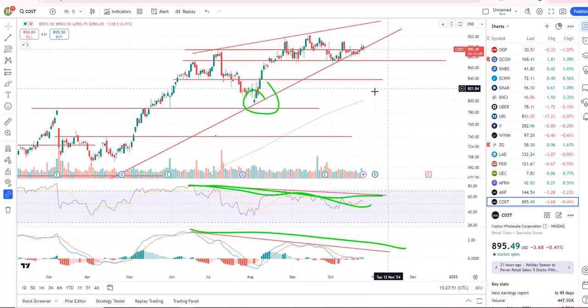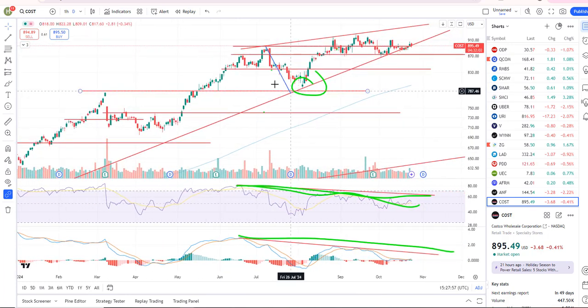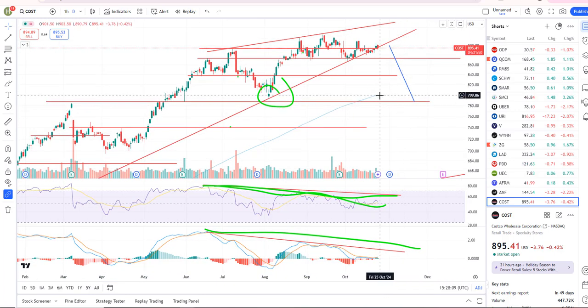And the major target, widest part of the wedge, should set us up for a push down to, it depends on when it breaks, obviously, but I like this one right here, that level right about there. It's about 788-ish, somewhere right in there. And you got the 200 just above.